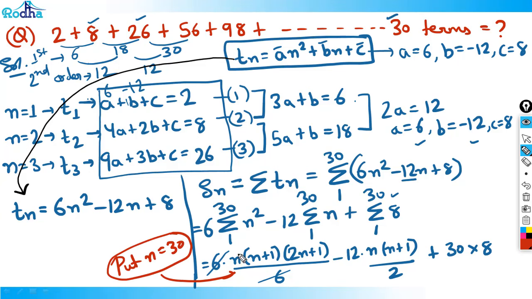What is your answer? 30 into 31 into 61 by 6 plus, and so on. All those values you'll get by putting the value of n. That is your answer, right? And this is the complete method to solve such series.